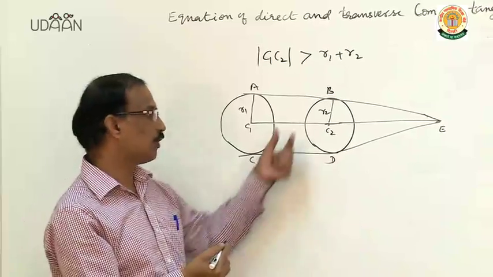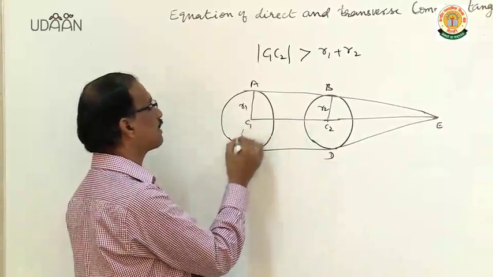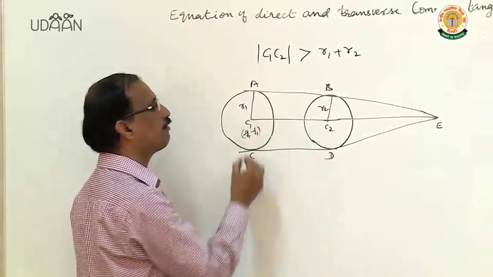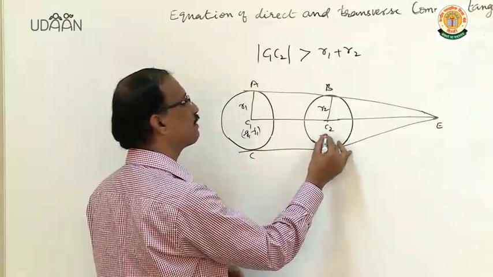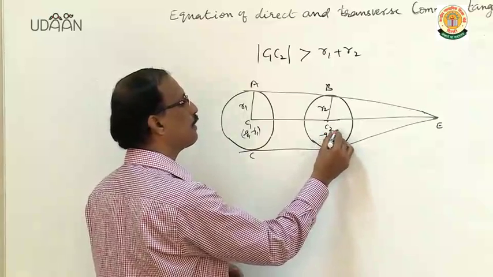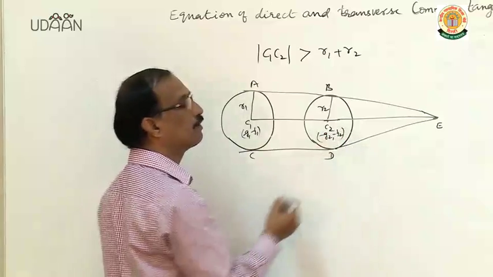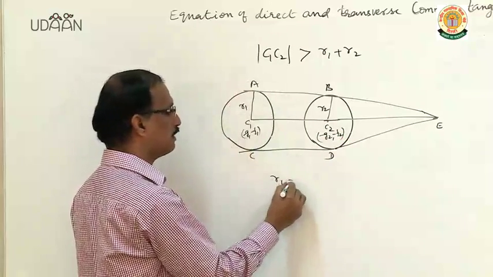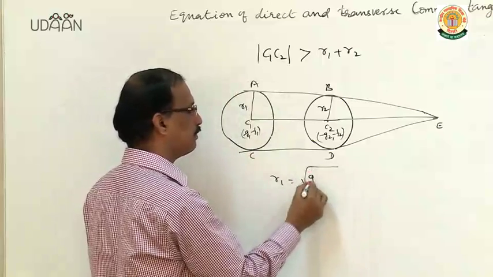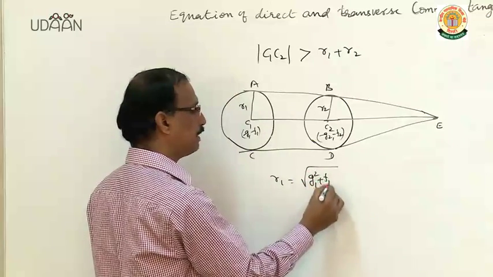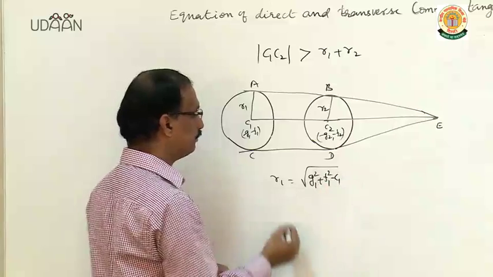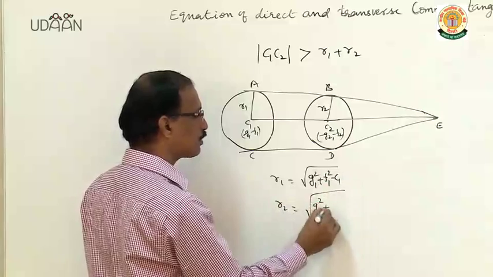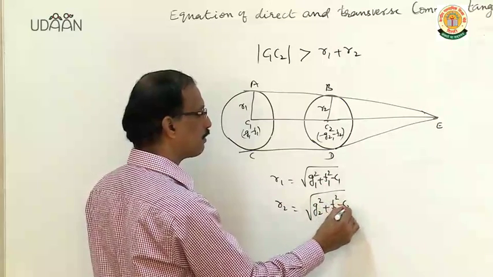R1, R2 we get. Suppose its radius is G1 minus F1, minus G2 minus F2, and its radius we get that as R1 is root of G1 square plus F1 square minus C1, and R2 is root of G2 square plus F2 square minus C2.